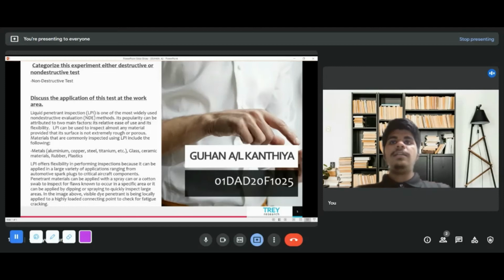Materials that are commonly inspected using liquid penetrant inspection include metals such as aluminium, copper, steel, titanium, iron, etc., and others like glass, ceramic materials, rubber, and plastics. Liquid penetrant inspection offers flexibility because it can be applied in a large variety of applications, ranging from automotive spark plugs to critical aircraft components. Penetrant materials can be applied with a spray can or a cotton swab to inspect for flaws known to occur in a specific area, or by dipping or spraying to quickly inspect large areas. Visible dye penetrant is being locally applied to a highly loaded connecting point to check for fatigue cracking.